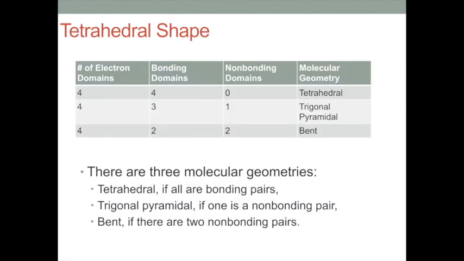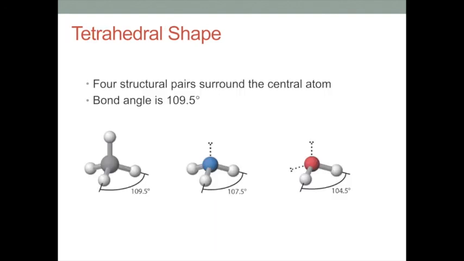And then next is tetrahedral. Tetrahedral has 4 bonding domains and 0 non-bonding domains. And then we have trigonal pyramidal, which has 3 bonding, 1 non-bonding, and then bent, here's that name again, bent has 2 bonding and 2 non-bonding. So let's look at the structures for these.